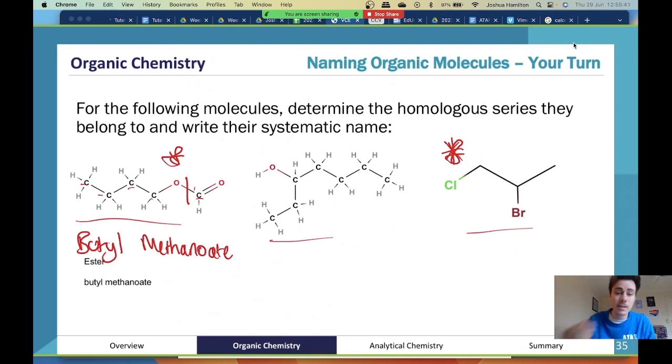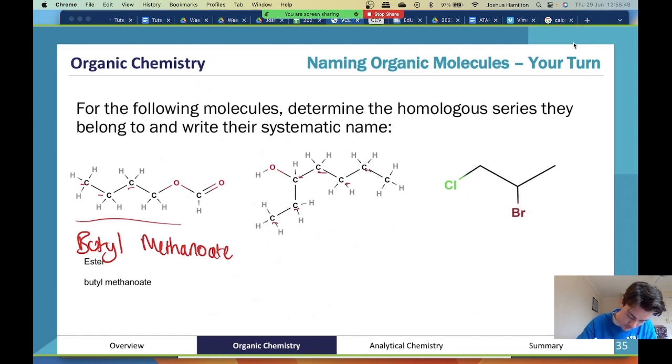All right, next one here. So what's going on in this one? Longest chain, 1, 2, 3, 4, 5, 6, 7. I'm going to count from down here because that's the closest to the functional group. So 1, 2, 3. So 7 is going to be hept. They're all single bonds, so it's going to be ane, and then this is at the third carbon, so it's going to be heptan-3-ol. Oh, whoops, I need to put another dash in there. My bad. Heptan-3-ol.